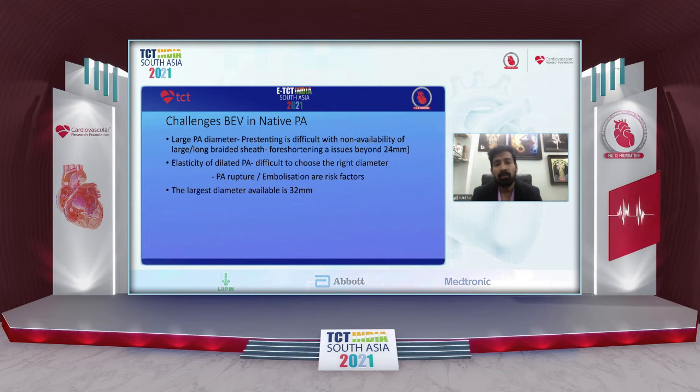So there's a huge difficulty in getting huge stents, like more than 28 mm stents, across the RVOT. And the elasticity of a dilated PA makes it difficult to choose the right diameter. If it's higher, it can cause a PA rupture. If it's lower, it can cause embolization. And the largest diameter valve available is 30 mm. Those are the limitations of a balloon expanding valve.